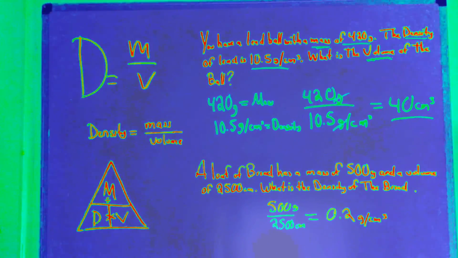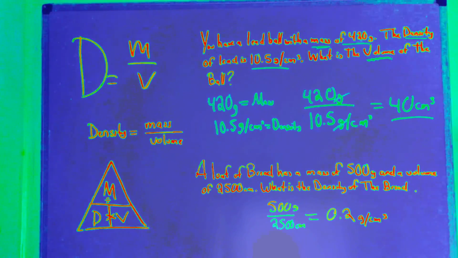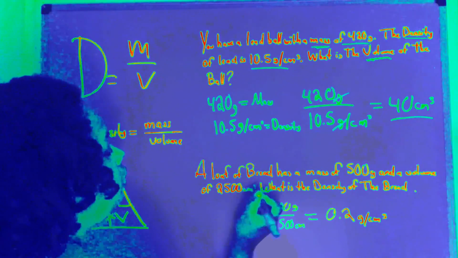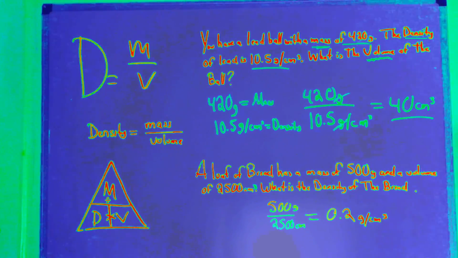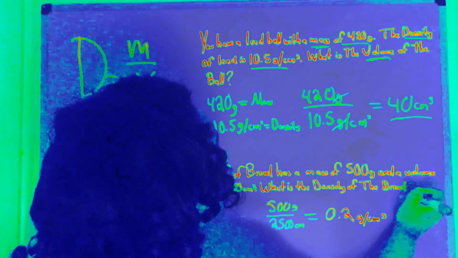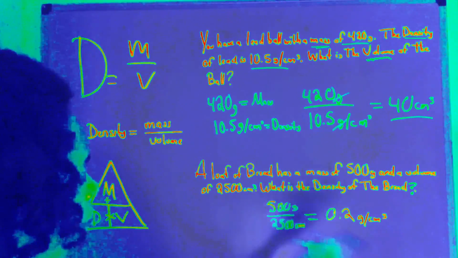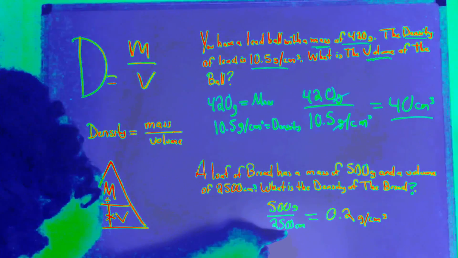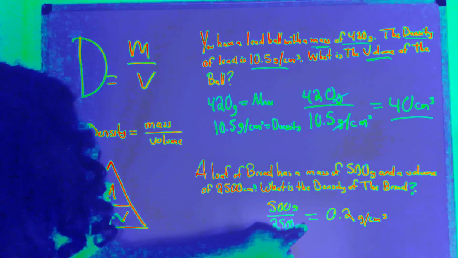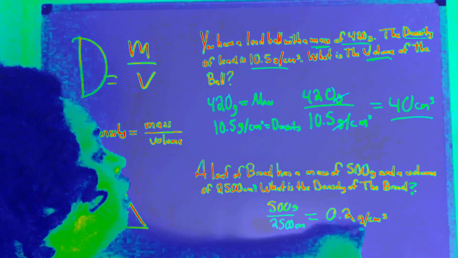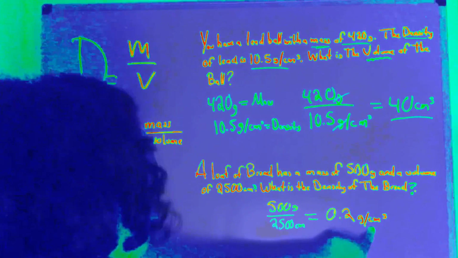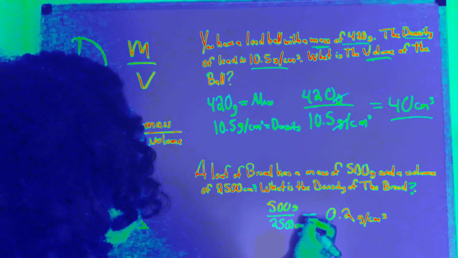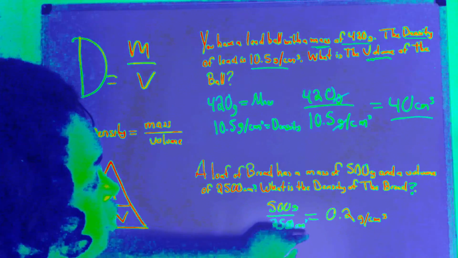Okay, so the next question says a loaf of bread has a mass of 500 grams and a volume of, I'm going to say, 2,500 cubic centimeters. What is the density of the bread? It's supposed to be a question mark here. I'm not an English teacher. Anyway, obviously the answer is right there. You would just do 500 grams over 2,500 cubic centimeters, and that would give you 0.2 grams per cubic centimeter. That's what that would give you, because when you have a situation with two units, you just combine them.